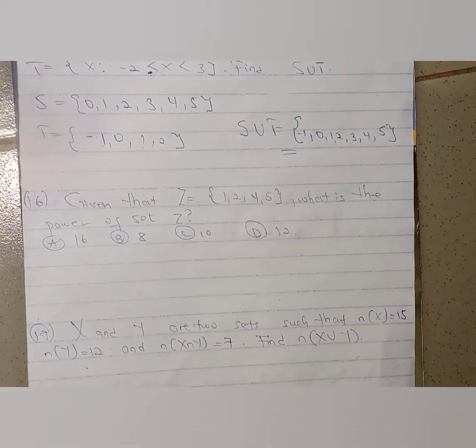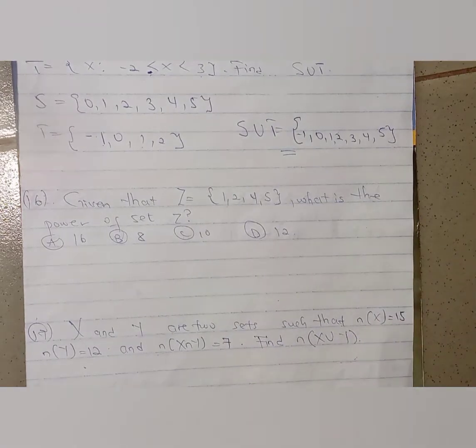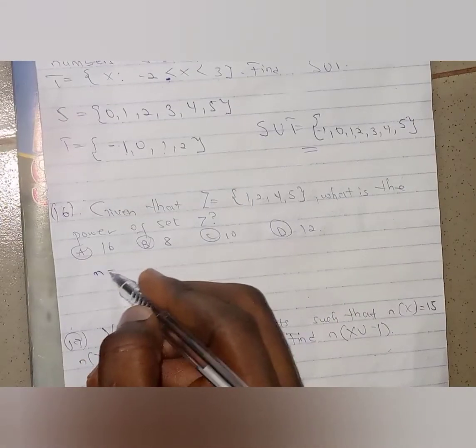Question 16. Given that set Z is {1, 2, 4, 5}, what is the power set of Z? The power set size is 2 exponent the cardinality of the set. Here the cardinality is the measure or the size of the set. So the size of this set is 1, 2, 3, 4. So the cardinality is 4.